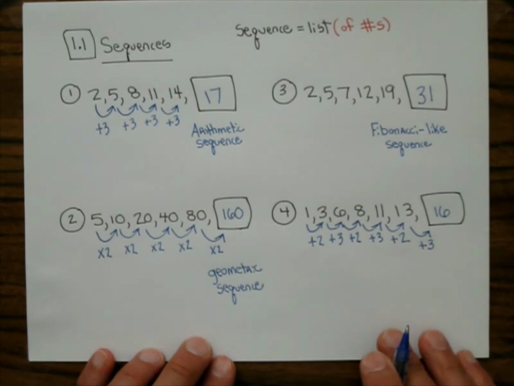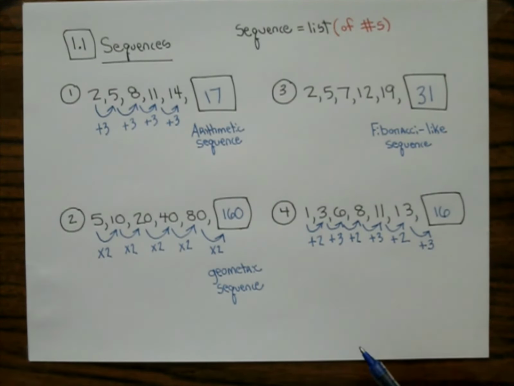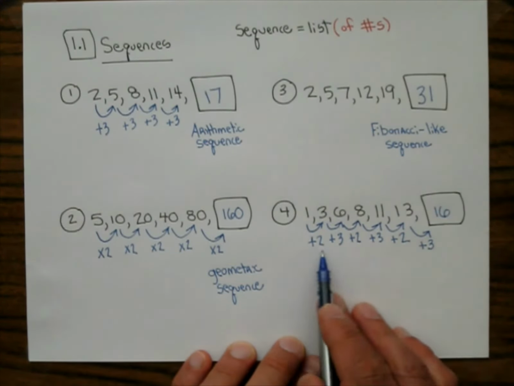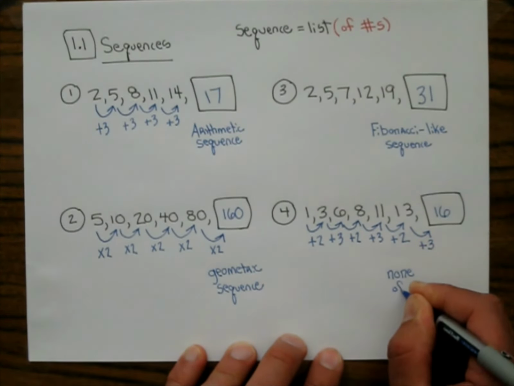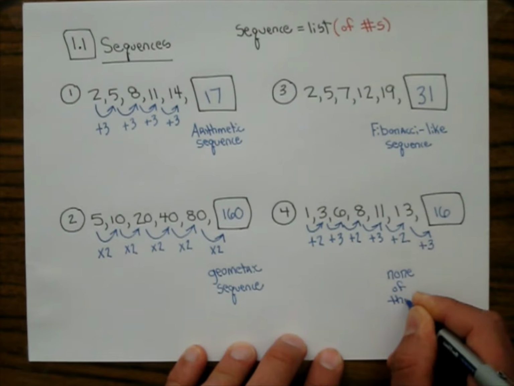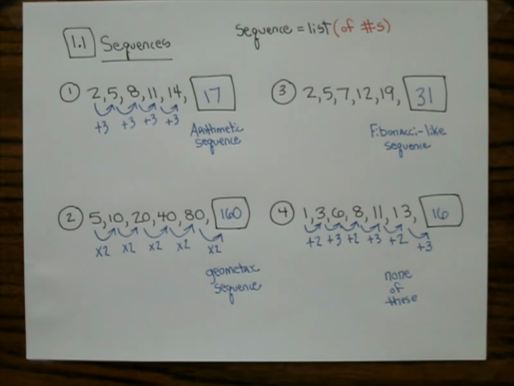Now your homework is going to ask you to find the next term like we've been doing and classify the sequence as arithmetic, geometric, Fibonacci-like, or none of these. So if you had this in your homework, this would be none of these, meaning none of these 3 kinds of sequences. And so that's how you're going to be doing your homework.